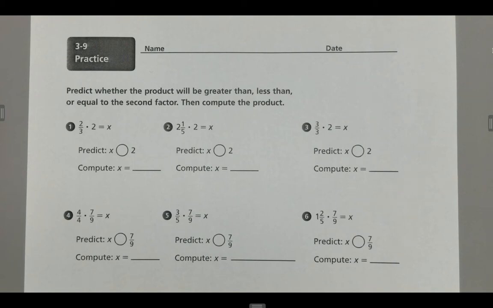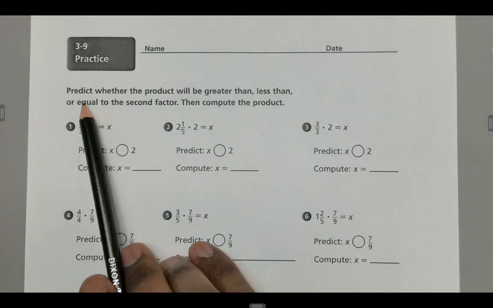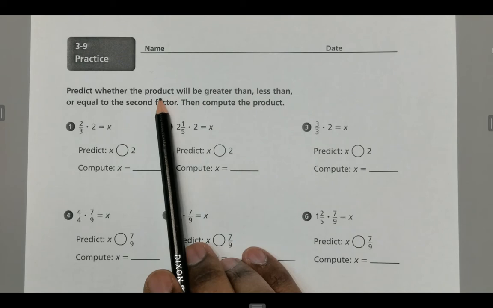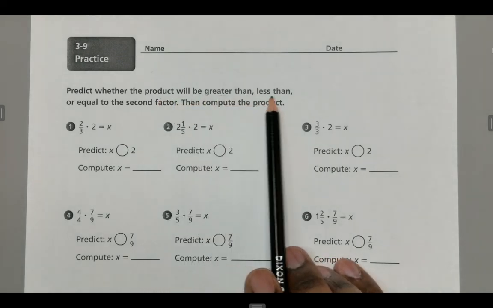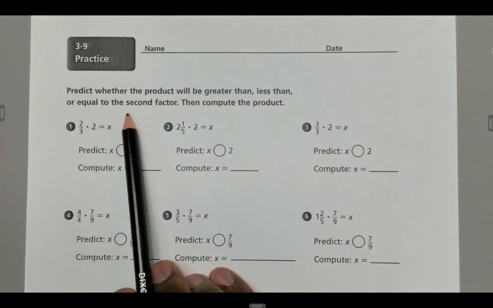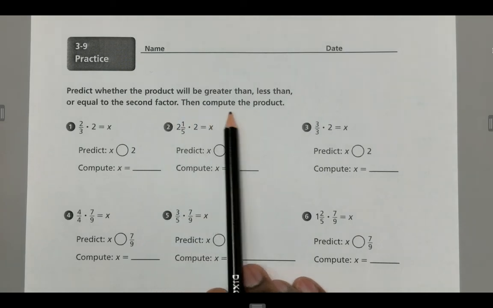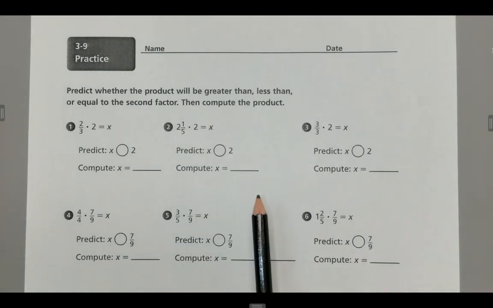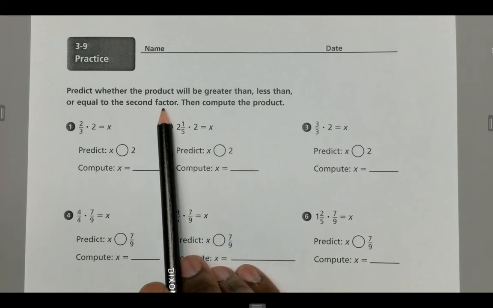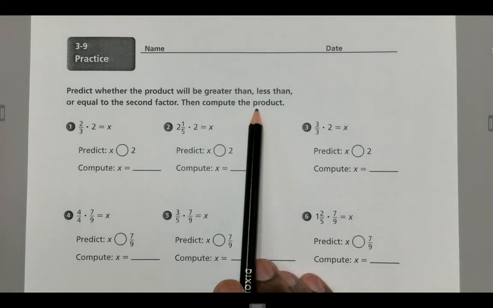Lesson 3.9, predicting the value of products. Now the directions here say to predict whether the product will be greater than, less than, or equal to the second factor. Then compute the product. All right, so first let's review some of the vocabulary in the directions, specifically factor and product.